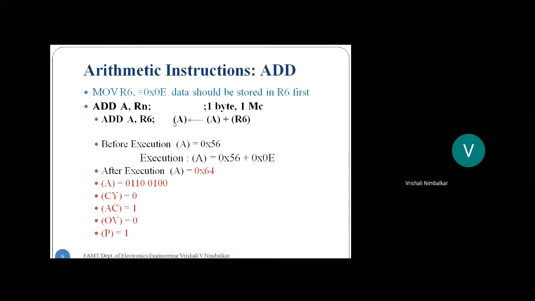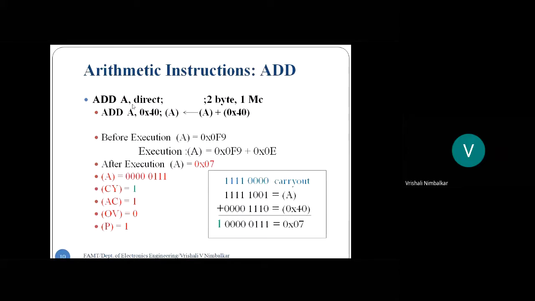Next, as I said, Rn can be B also. ADD A, B is also possible. Okay. Next, direct addressing mode. ADD A, direct. Meaning I should mention the memory address. See that example, ADD A, 40 hex. That's an address. Data from that address is picked up, added with the data in the accumulator, and stored back in the accumulator. It is a 2-byte instruction because there is one number in the instruction, so 2 bytes and 1 machine cycle.